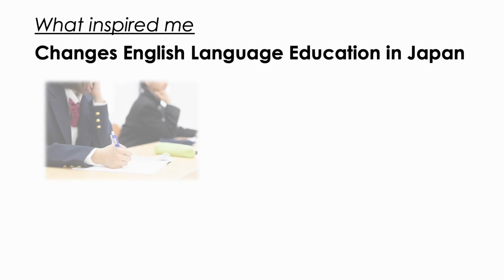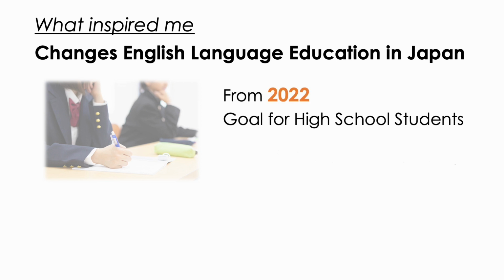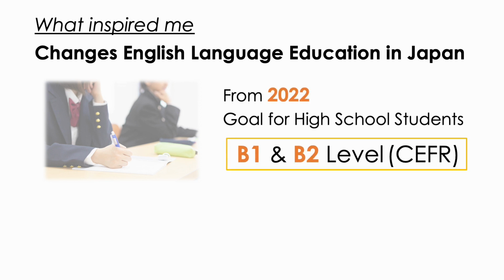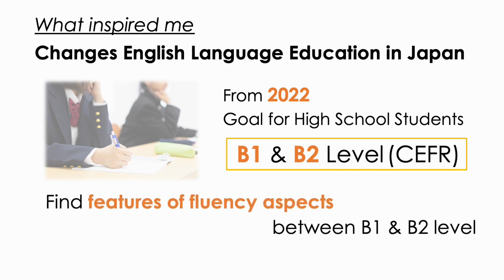This is the background. This year marked a watershed in English education in Japan. The Japanese government became concerned about the low performance of Japanese English learners. Therefore, a brand new goal for high school students is set at the level of B1 and B2 of the CEFR. So I made an attempt to find the characteristics of fluency between them.